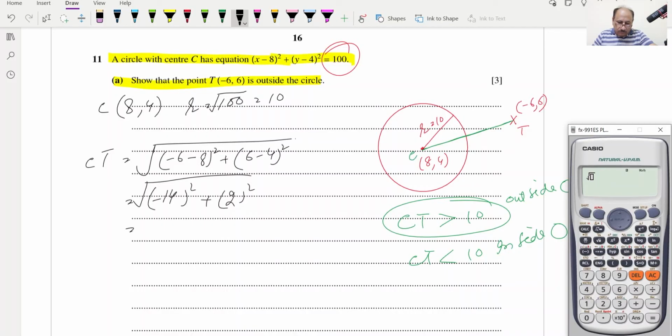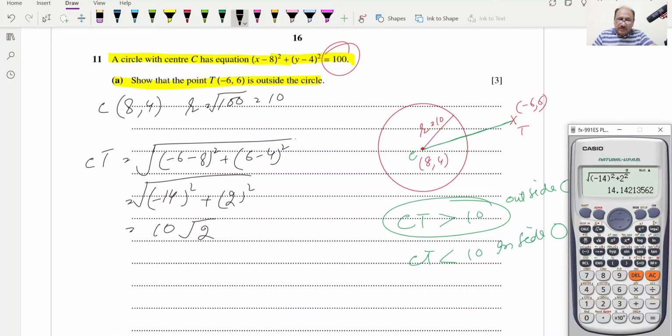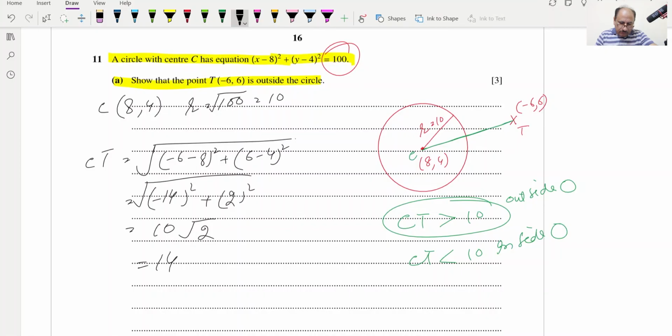Square root of minus 14 squared, so in brackets this will be minus 14, the sign will be same, but I'm just copying that one. So 2 squared is equal to 10 square root of 2, and decimal value is 14.14, and this value is greater than 10. So this is outside the circle, so we can write the answer as outside the circle. So this is done, 3 marks part.